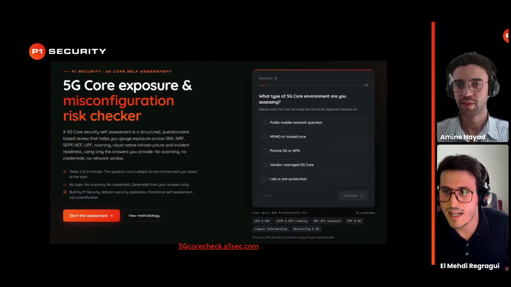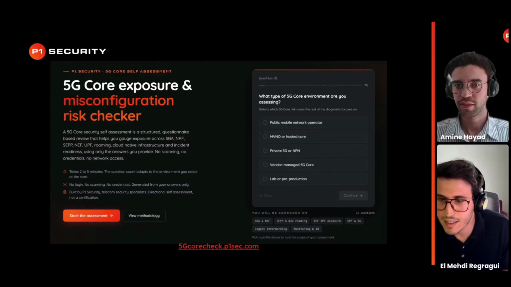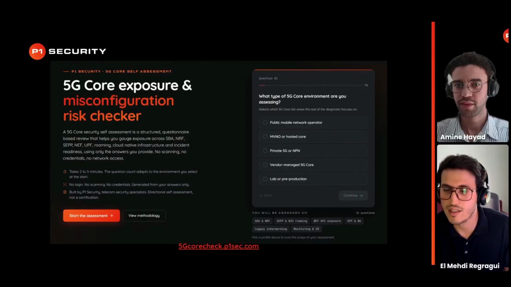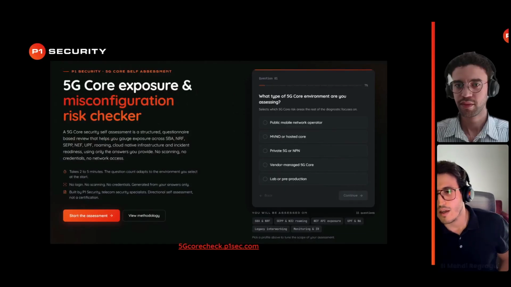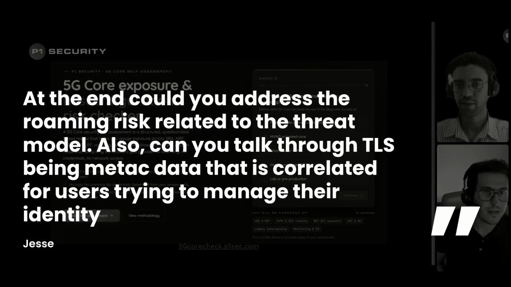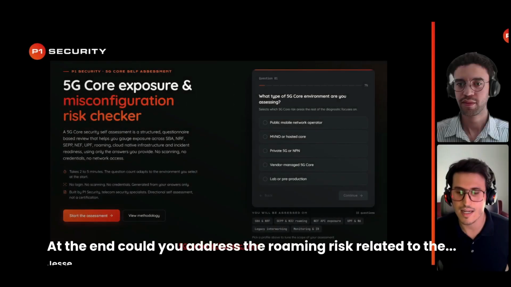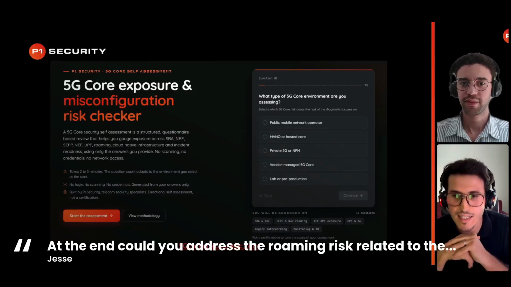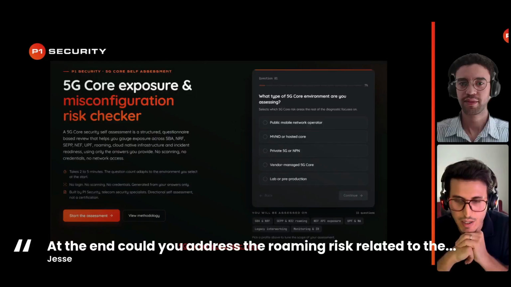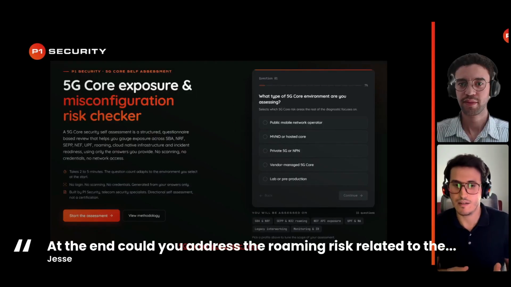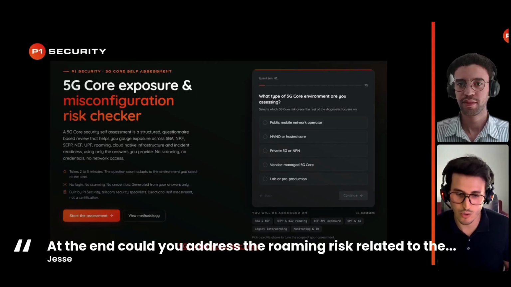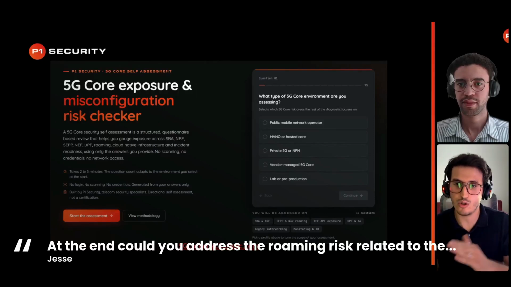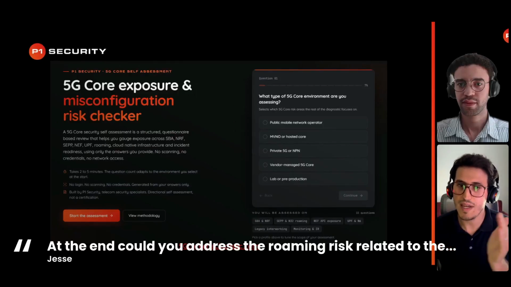At the end, could you address the roaming risk related to the threat model? Also, can you talk through TLS metadata that is correlated for users trying to manage their identity? I don't understand the second part of the question, but for the first part, the roaming perspective, everything now goes via the SEPP. When we talk about the SEPP, we're going to have different roaming implementations. Either it will be managed by the MNO, or it is a deployment of the SEPP managed by, for example, a third party. So depending on the implementation of the roaming, there will be other risks associated with it.